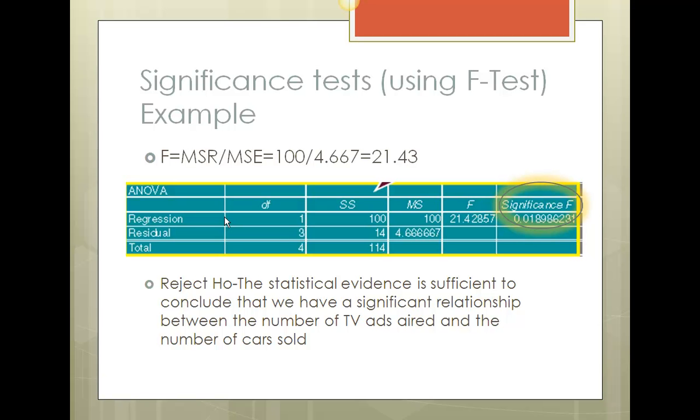So you use the same basic methodology. If your p is low, reject the H0. So it's less than 0.05, so I reject H0. The statistical evidence is sufficient enough to conclude that we have a statistically significant relationship between the number of TV ads aired and the number of cars sold. So another way of interpreting this, I am 95% confident that TV ads do have an impact on car sales. So if you reject H0 here, I am 95% confident that X impacts Y.